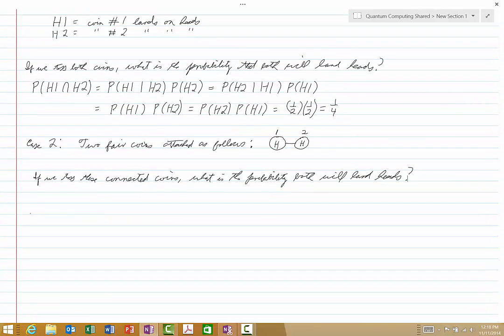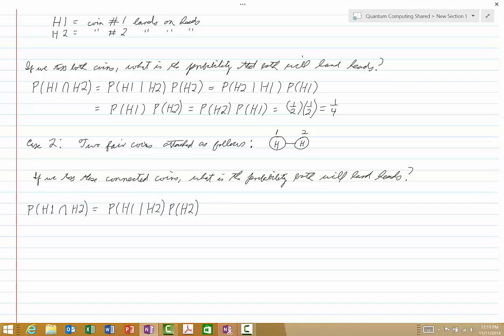And again, we can use the formula. So we have P of H1 and H2 is equal to P of H1 given H2 times P of H2. Well, we could also use the other form of the equation, but let's just stick with this, as only one is needed.